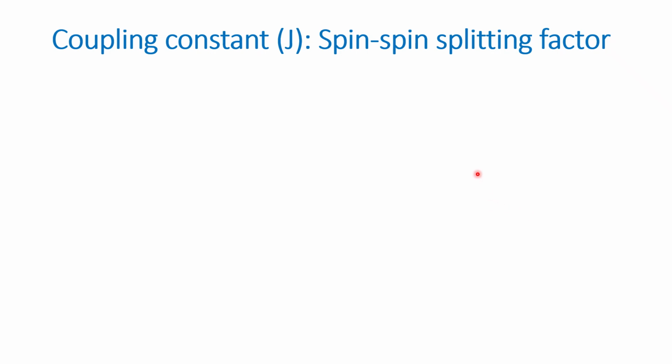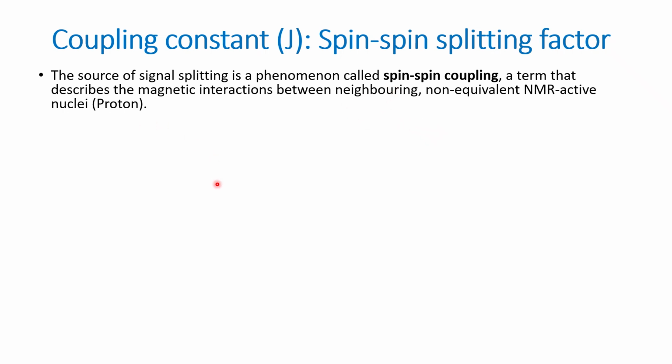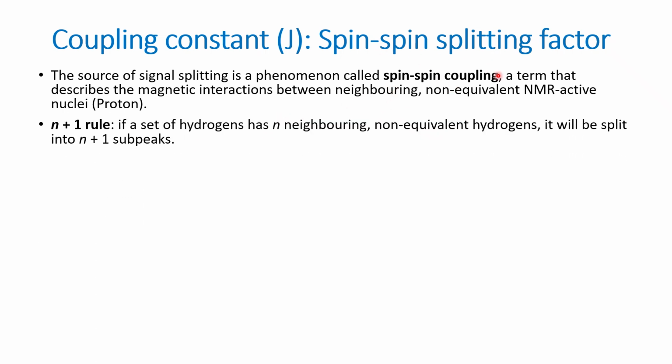So before going into the solution, let us see some basic information about the coupling constant or the J value, which is given here. And we know that J is nothing but a spin splitting factor.